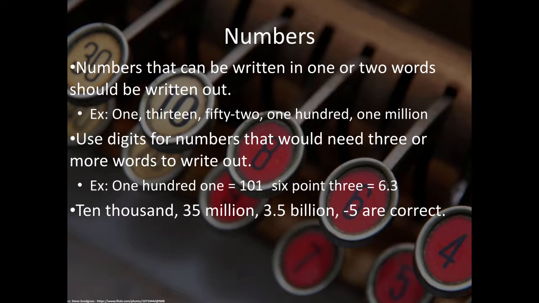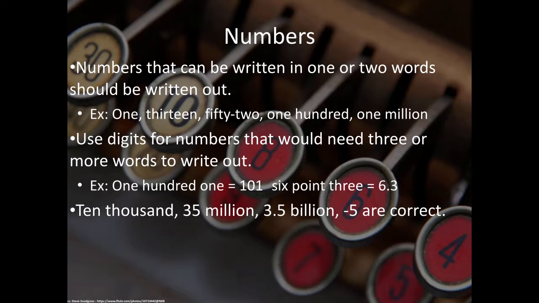So 1, 13, 52, 100, 1 million, each of those numbers is only 2 words, and so you just use the words. But think about how ridiculous it would be to write 1,256,000 all in words. That would be too much. So if it takes more than 2 words, if it takes 3 or more words, use the digits. So 101, you would just write 101. And if there's a decimal, you're using digits.